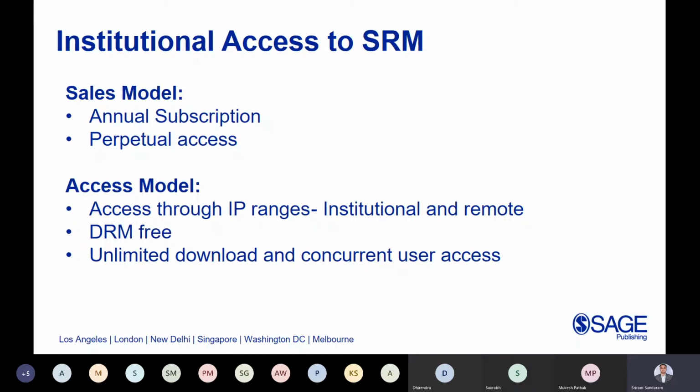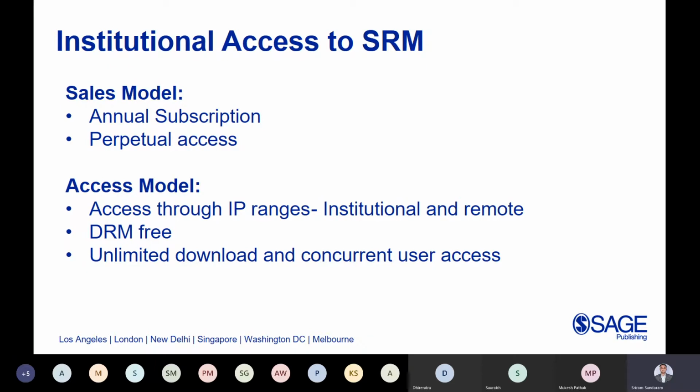Perpetual access, as you all know, is a one-time purchase with a small marginal maintenance fee. That too, if you're adding content, that will also be waived off. This is a kind of one-time access, and the content will be perpetually available on your campus.